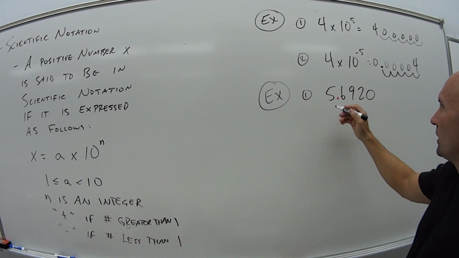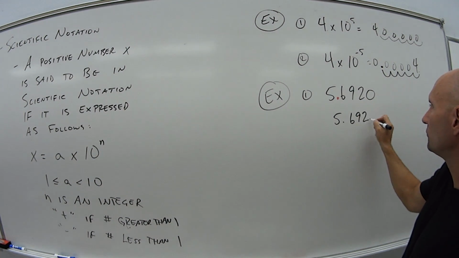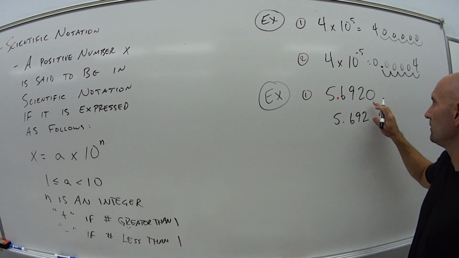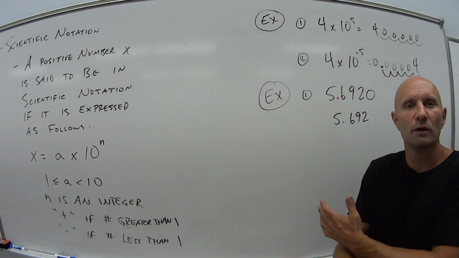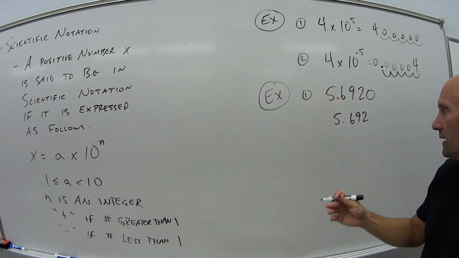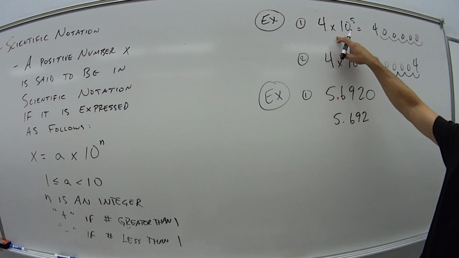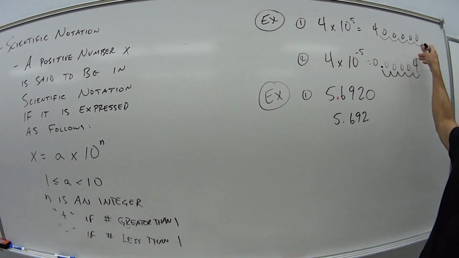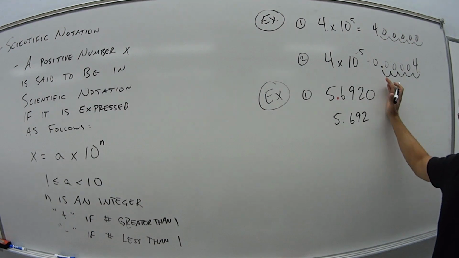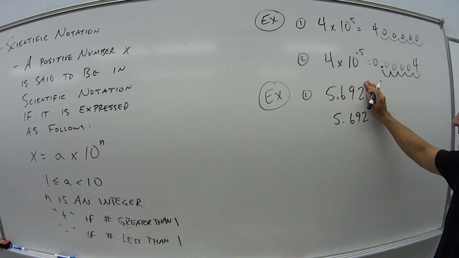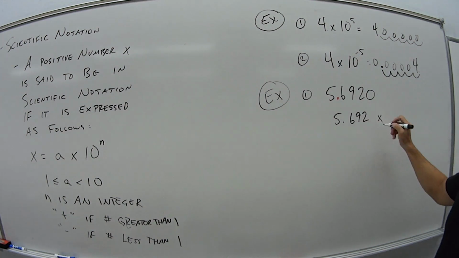So in scientific notation, it's going to be 5.692. Now, why don't I write this 0? Well, the whole point of scientific notation is to get rid of all the zeros if there are any. Up here, I didn't write 400000 for that reason. So if I'm changing a number to scientific notation, if there's a 0 at the end, I don't include it in my value for a. And then it's times 10.